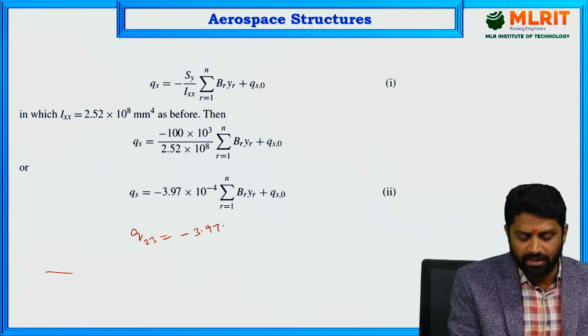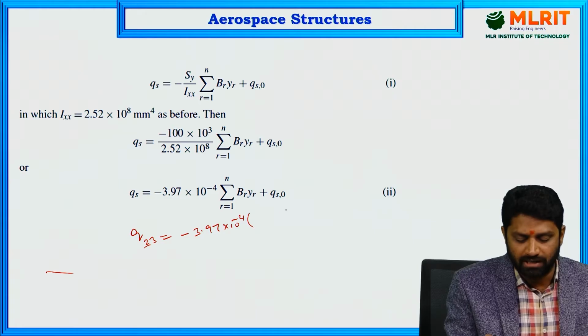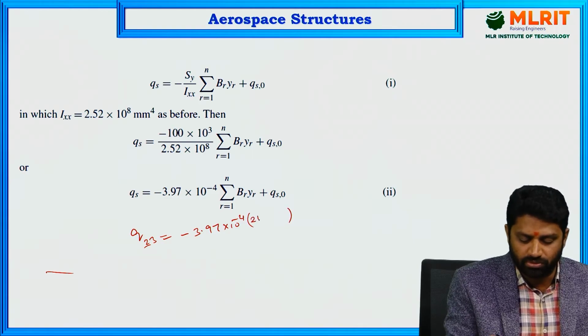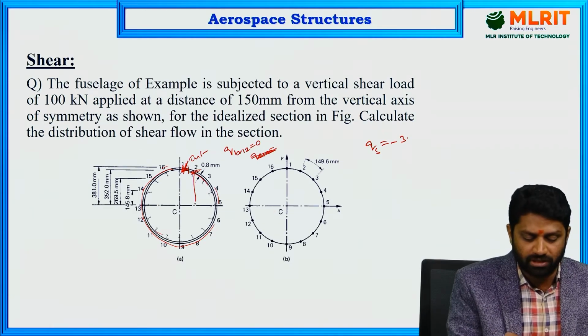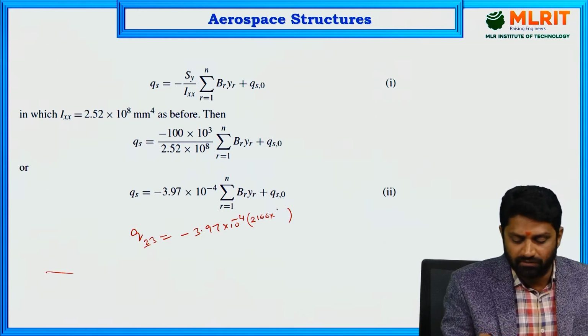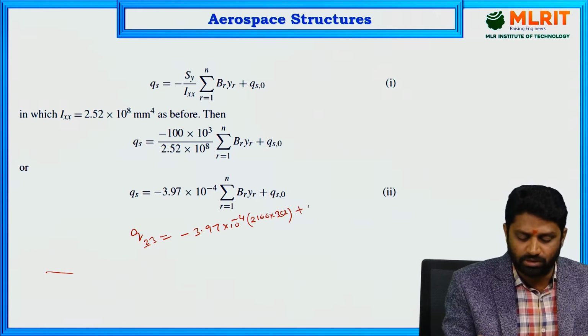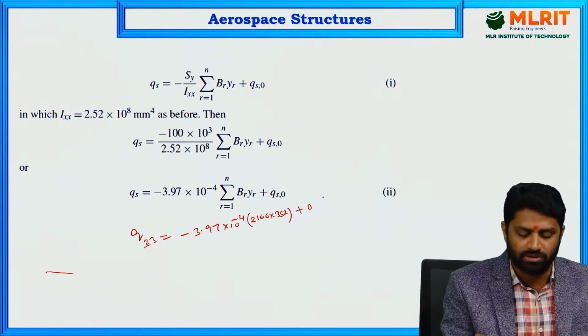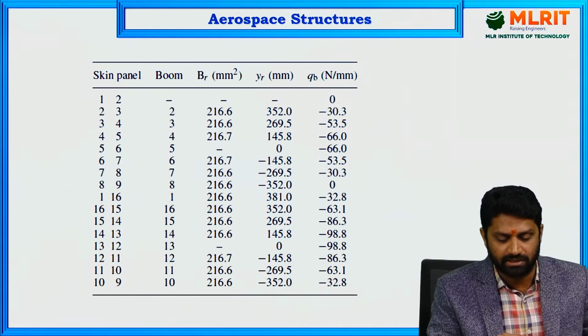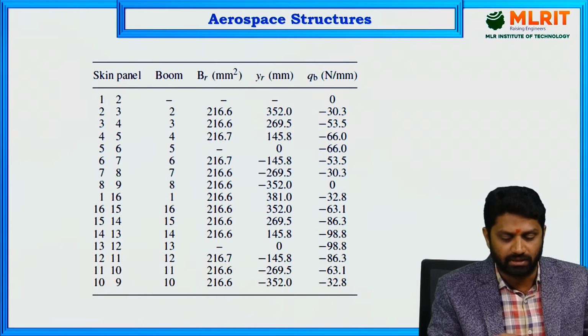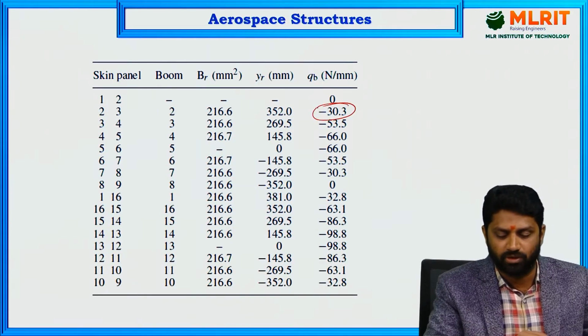Minus 3.97 into 10 to the power of minus 4, looked for the boom area of 2 and its y distance. So boom area of 2 is 216.6, and its y distance from the centroid for boom 2, from here to here, is nothing but 352, and we'll write here plus 352, and this is 0. Then this is 0 because starting shear flow we are assuming it as 0. Then you'll get q23. Okay, so that is what is taken here, q23, and you got minus 30.3.